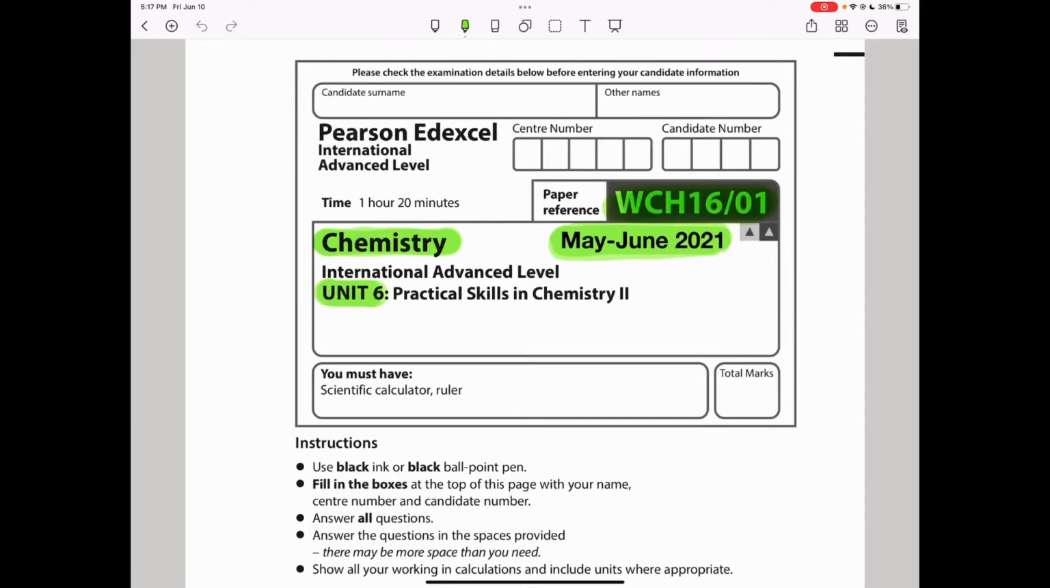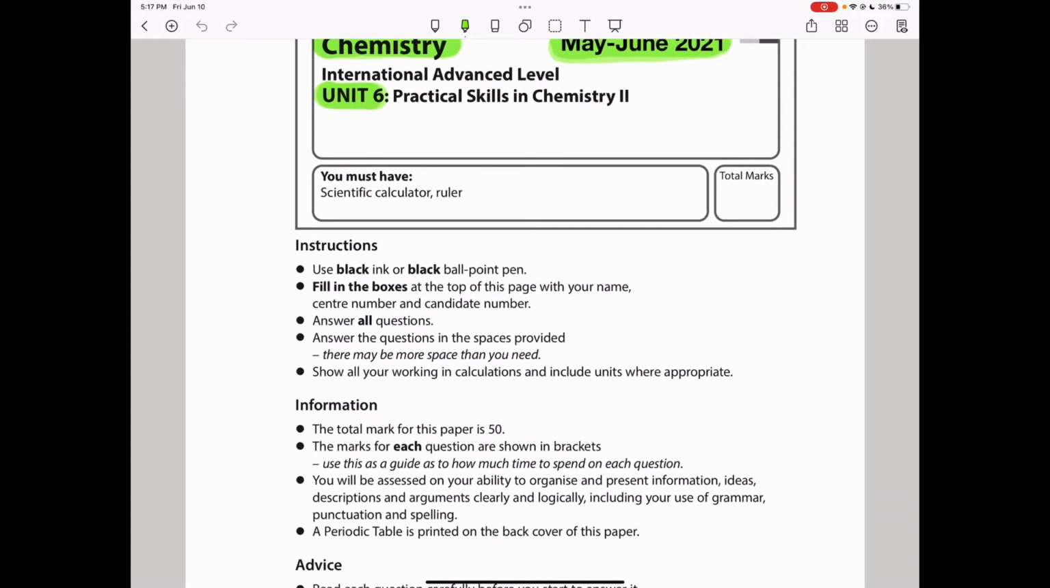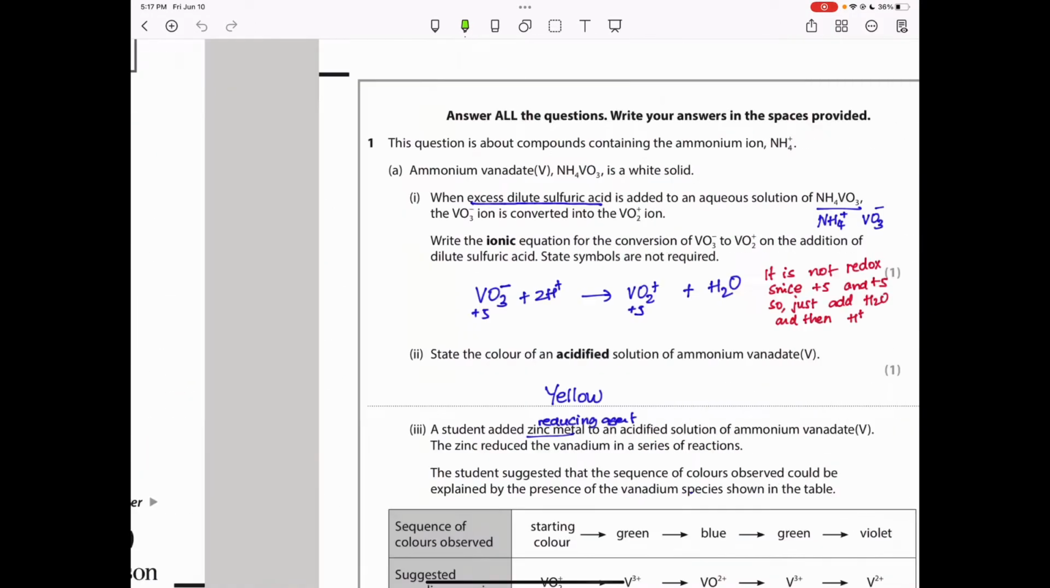This is the Pearson Edexcel chemistry Unit 6 for May, June 2021. Of course, this paper was done in May. There was no official exam during that time, so I can say May, June 2021 or summer 2021. This is, of course, 50 marks. I will go straight to the first question.